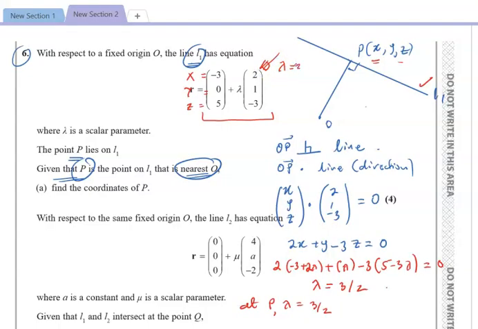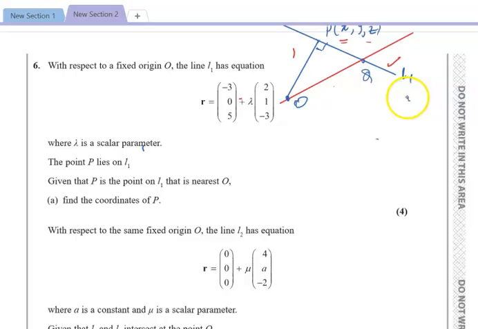Lambda is 3 over 2. Substitute inside there, you see that your P value is going to be 0, 3 over 2, and 1 over 2. You can press a calculator and see you get these values here. That's how we do part A.